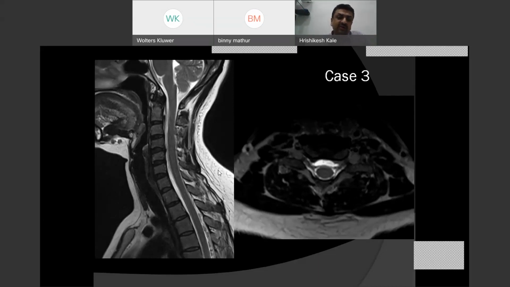So here on the left side, you have the sagittal T2 weighted sequence. On this sagittal T2 weighted sequence, you can see there's an area of increased signal intensity along the ventral aspect of the cord. And if you take a look at the axials, there's a fluid collection in the ventral epidural space.